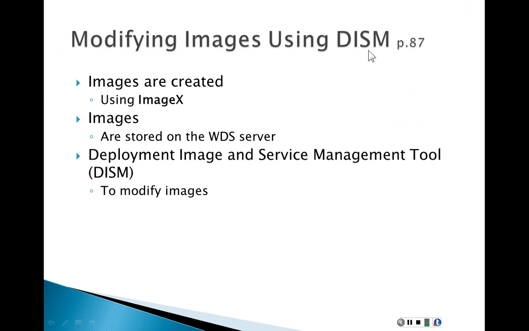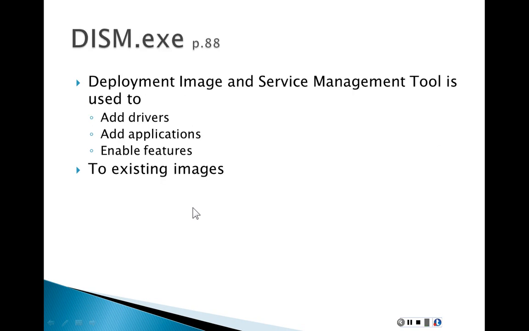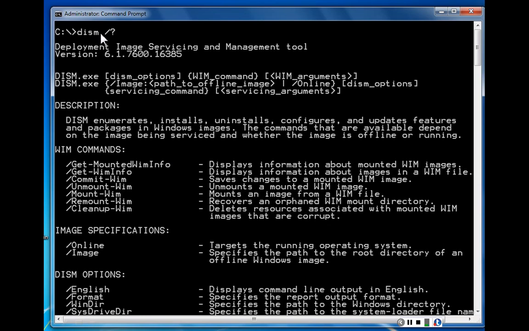DISM. Images are created using Imagex, and images are stored on the Windows Deployment Services server. The Deployment Image and Service Management tool is used to modify those images. The Deployment Image and Service Management tool can be used to add drivers, add applications, and enable features on existing images. If we type DISM /?, we will see that DISM enumerates, installs, uninstalls, configures, and updates features and packages in Windows images.